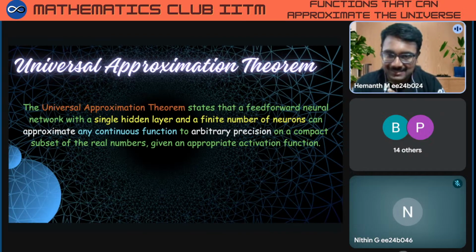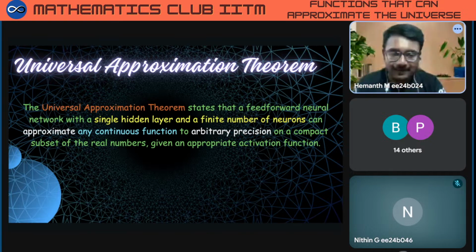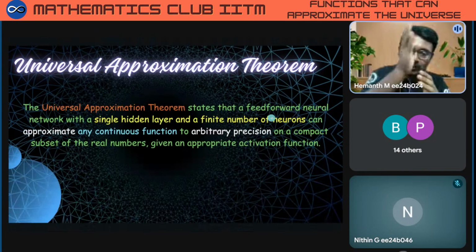So formally it states that any feed-forward neural network, forget this feed-forward term, any fully connected, meaning each neuron in every layer is connected to every other neuron in the previous layer. So that is what I meant by fully connected network, with just a single hidden layer. So for now, let's assume that there's only one hidden layer.